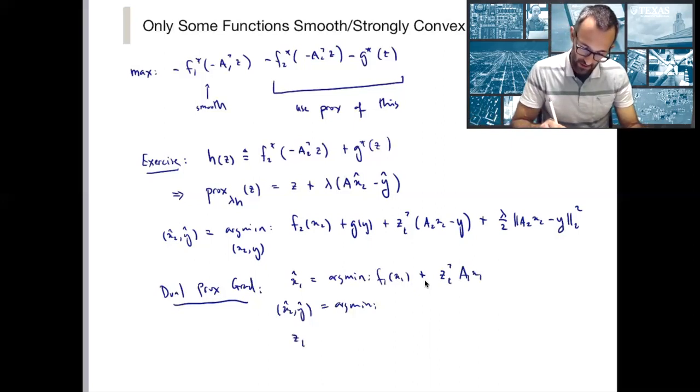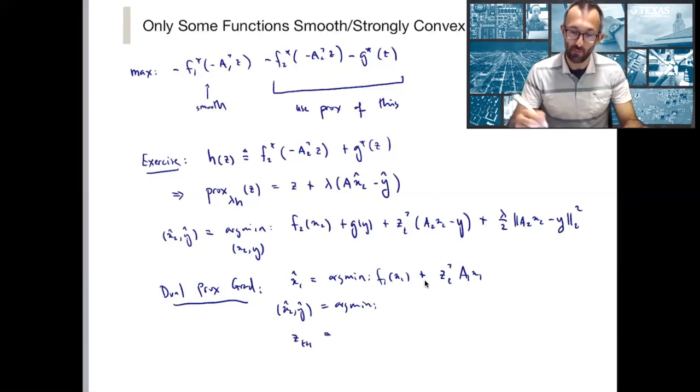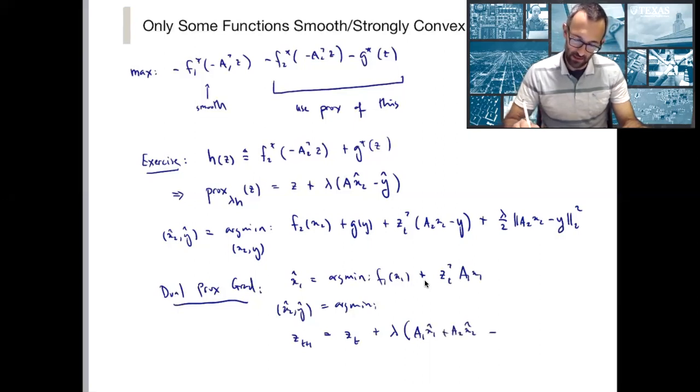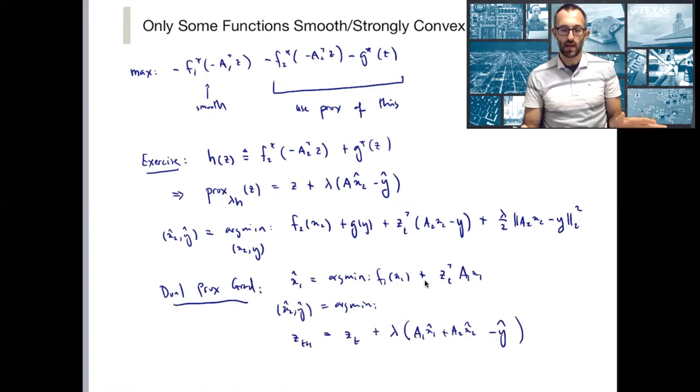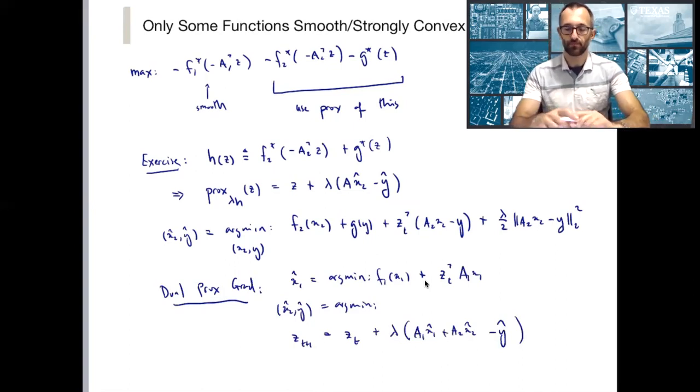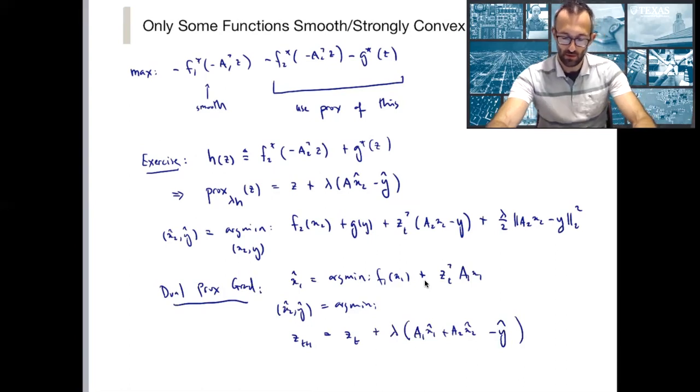And then finally zt plus 1 is our familiar form that we get regardless of how the x hats and the y hats are computed. Zt plus 1 equals zt plus lambda times a1 x1 hat plus a2 x2 hat minus y hat. So this is a detailed comparison between dual Prox Grad and proximal point algorithm. The next thing we're going to do is see a couple examples of what this looks like. So see this in action.